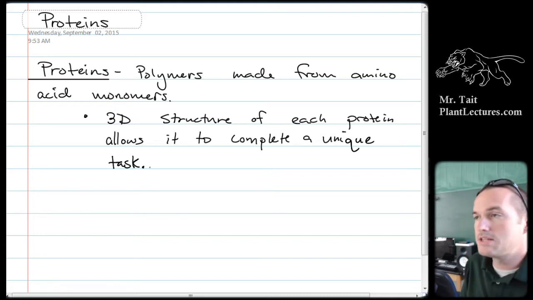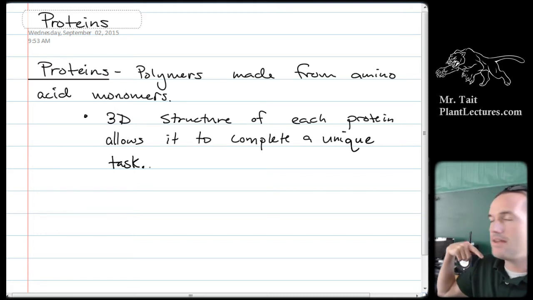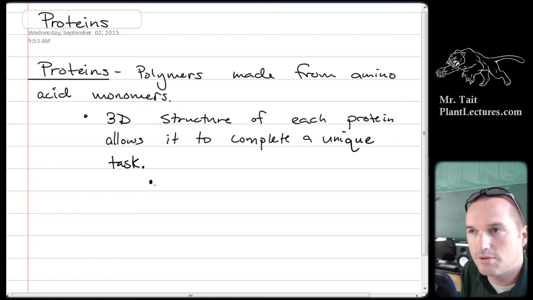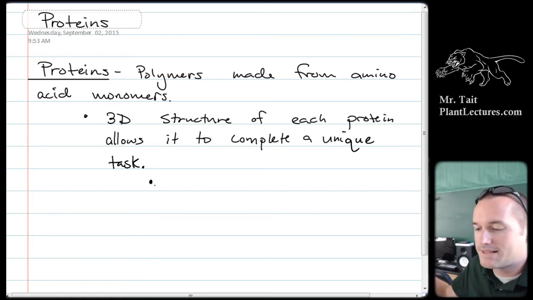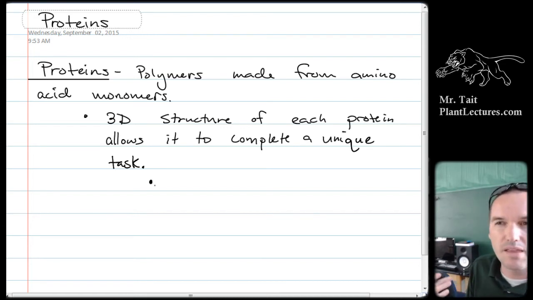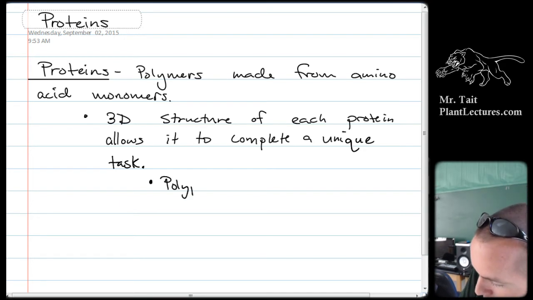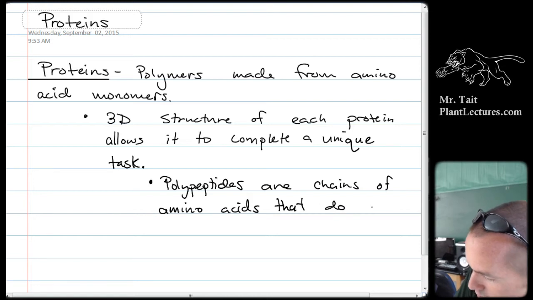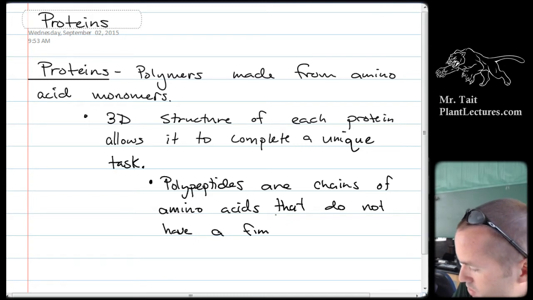Okay? It's for this reason that a protein has to have a three-dimensional structure in order to be called a protein. We don't call it a protein until it's folded into its final shape. If it's just a string of amino acids, that's still a polymer made from amino acid monomers, but if it hasn't formed its shape yet, we just call it a polypeptide. Okay? So polypeptides are chains of amino acids that do not have a finished three-dimensional structure.